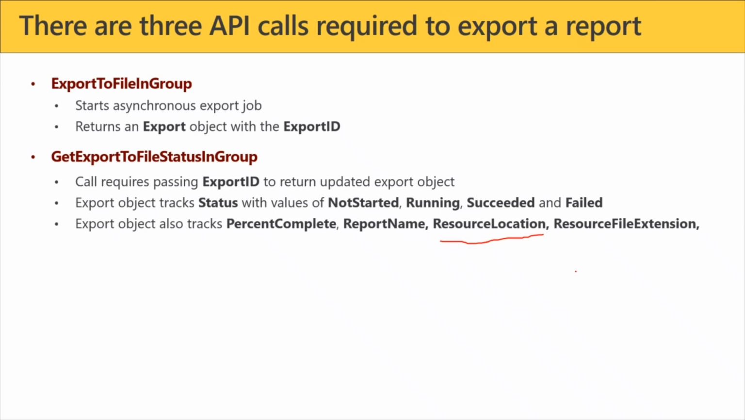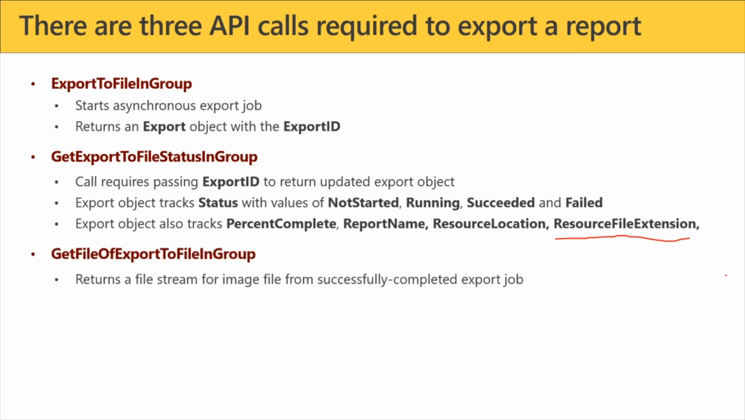You need the exact same access token to download the file as to start the job. And then the last thing I want to point out is you have the resource file extension, which will come back as .pdf or .xlsx or .csv. Now, the idea is that you call the first method to start the job, and then you call get export to file status one or more times until you get back a status of successful, and then you call get file of export to file in group.